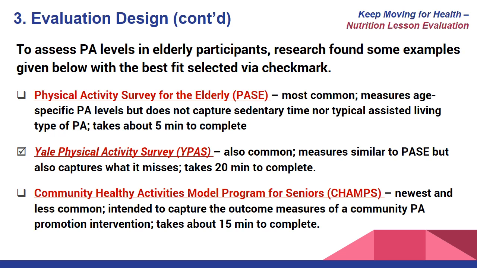And then the CHAMPS one is kind of a newer one. I saw less studies on that, and it's intended to capture those outcomes of a community intervention, basically, for physical activity. So not necessarily just to fully gauge the level of activity. But that one takes about 15 minutes to complete, so it's basically halfway between the two surveys listed here. So again, I would see this lesson being evaluated on the constructs and also on the physical activity level.